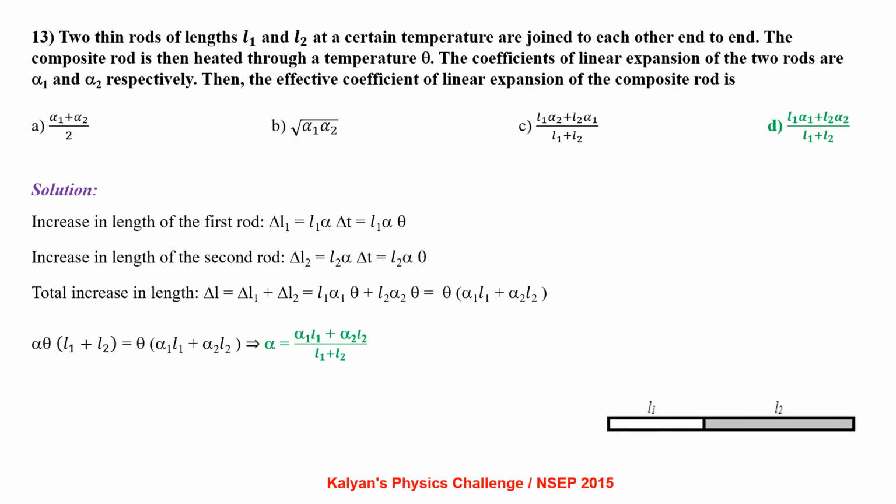Increase in length of the first rod, delta L1 equals L1 alpha delta t, that is L1 alpha 1 theta. Increase in length of the second rod, delta L2 equals L2 alpha 2 delta t, that is L2 alpha 2 theta. Total increase in length, delta L equals delta L1 plus delta L2, L1 alpha 1 theta plus L2 alpha 2 theta, that is theta times (L1 alpha 1 plus L2 alpha 2). So we can write alpha theta (L1 plus L2) equals theta times (L1 alpha 1 plus L2 alpha 2), which gives us alpha equals (L1 alpha 1 plus L2 alpha 2) by (L1 plus L2).